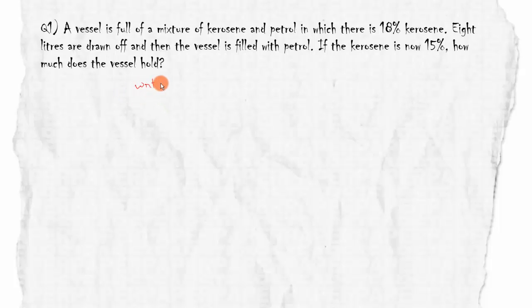We'll solve this with respect to kerosene. When we are listing the percentages or the concentrations, we are listing with respect to kerosene in each of the two containers. So we have container A and container B. Container A has 18% kerosene. Container B has 0% kerosene, because B is petrol, pure petrol. It is not a mixture. So when we are mixing petrol, we mean that we are mixing no kerosene, 0% kerosene. And what we have got is a 15% kerosene concentration, right?